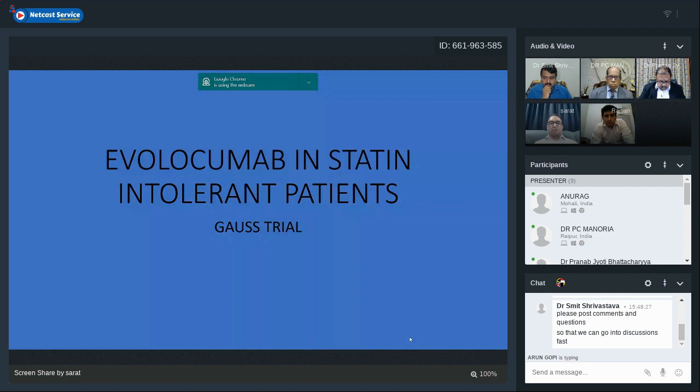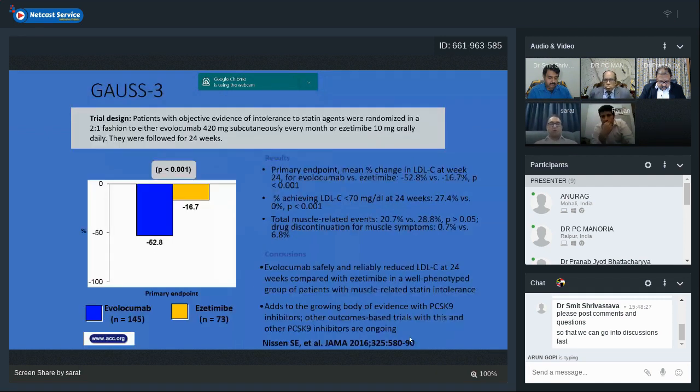One of the reasons why people were looking for alternate agents was statin intolerance, and this is clearly proven in the GAUSS trial. Obviously, these patients did not have any statin on board. What these patients had was a comparison between evolocumab and ezetimibe, and you can see here that compared to the ezetimibe group, the evolocumab group achieved much greater reduction of LDL.